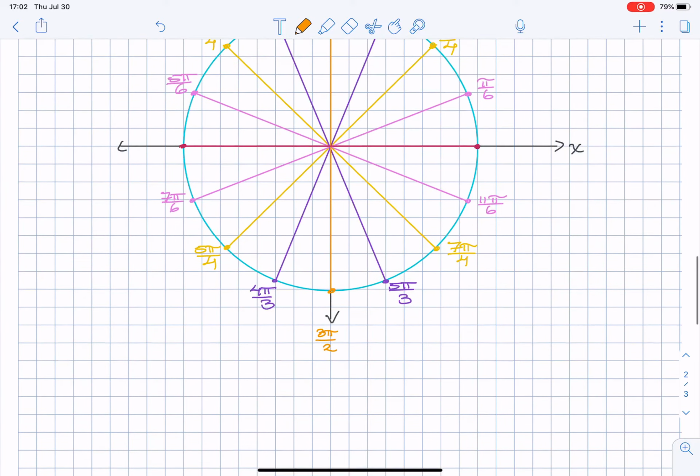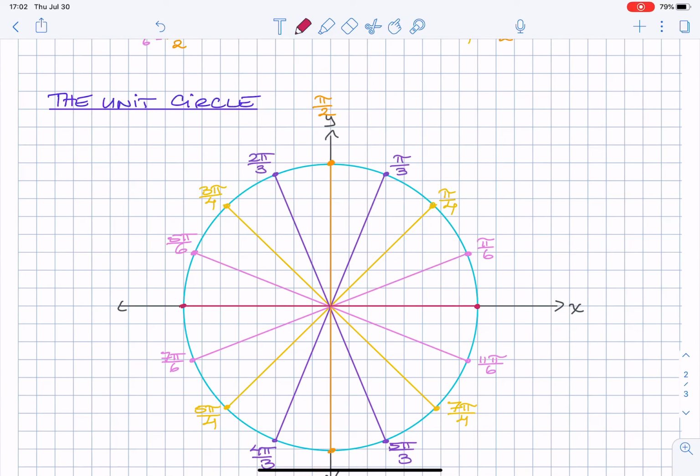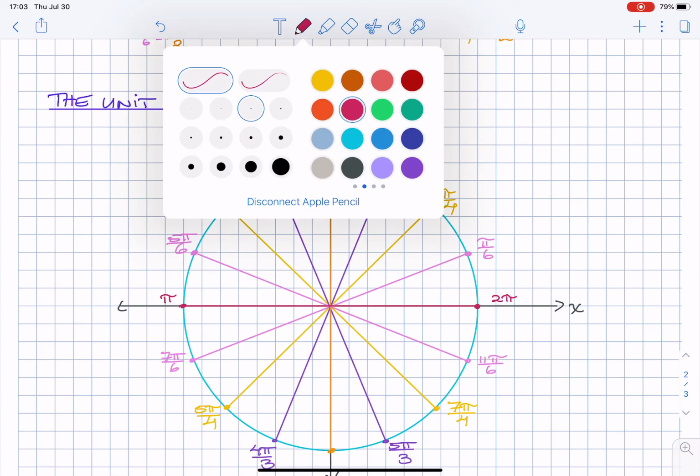Now we can look at the 180's. So the 180's are pi and 2 pi, or 0. Full circle. Okay, but wait, we're not done yet.